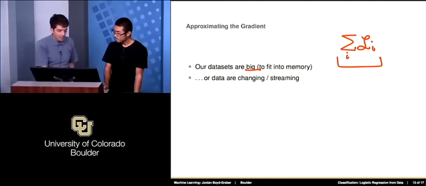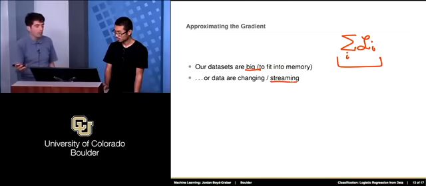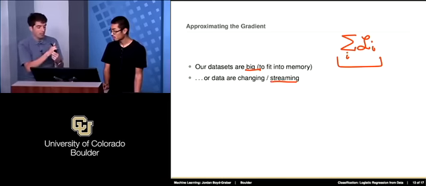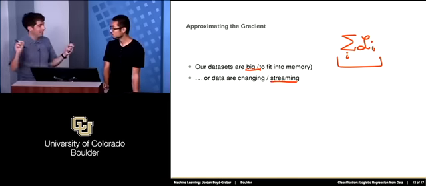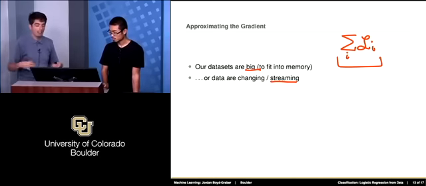Or maybe our data are inherently streaming in some way. So maybe we're Twitter, and we don't keep track of all of the tweets over all time. We might just only look at the most recent n days of data. Can we still have an algorithm in that case?